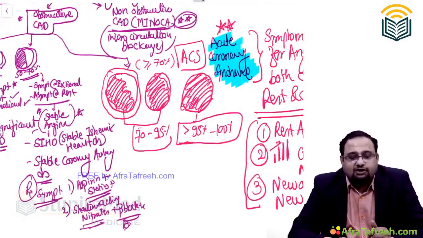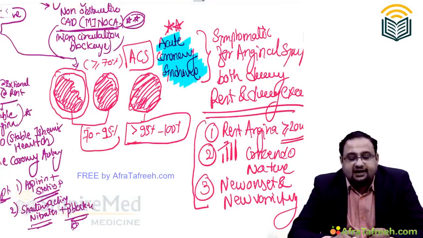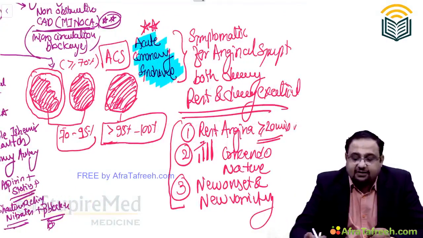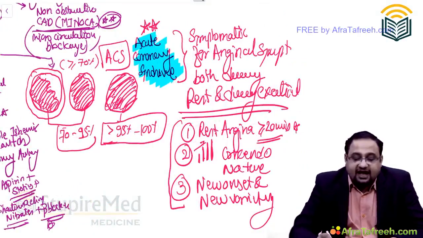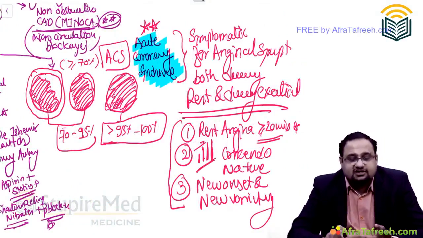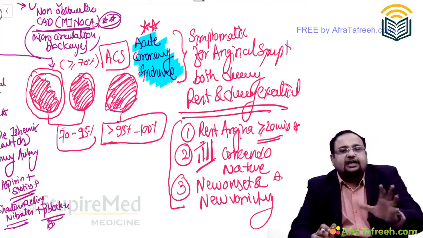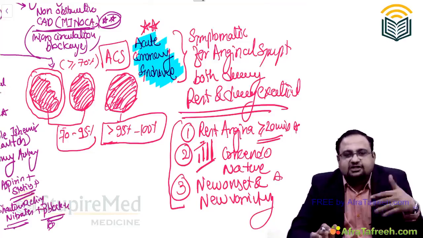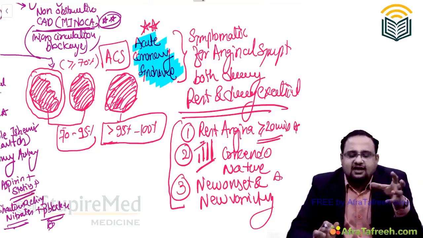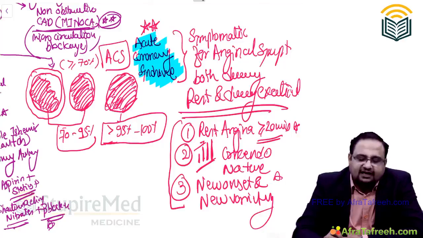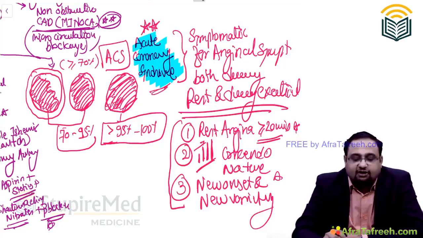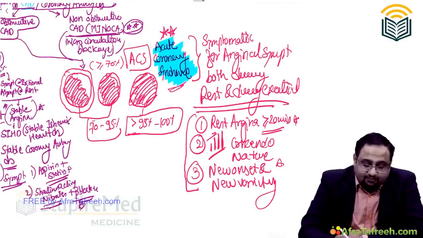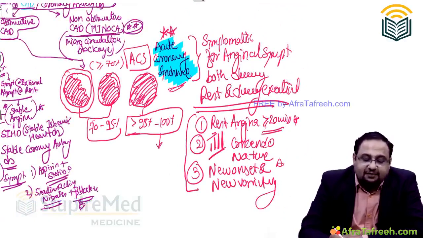However, if the blockage is more than 70% and the patient comes to your clinic complaining of rest angina lasting more than 20 minutes, and it is crescendo in nature, worsening, and of new onset, as if he has not experienced such chest pain in the past, a new variety with more difficulty and more severity. If three things are matched, it is to be labeled as acute coronary syndrome. Remember, acute coronary syndrome is symptomatic at rest, which means it is an emergency and the patient needs to be admitted.